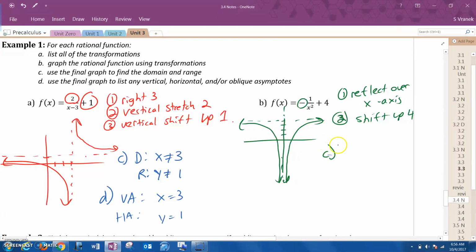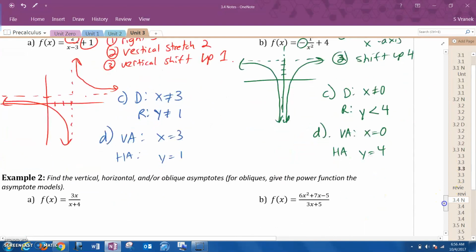C, the domain, is x cannot equal 0. The range, though, is that y has to be less than 4. Hopefully you see that because 4 is the highest it'll go, but not include. And then D, we have a vertical asymptote at x equals 0 and a horizontal asymptote at y equals 4. Okay, and no obliques. Okay, let's keep going.